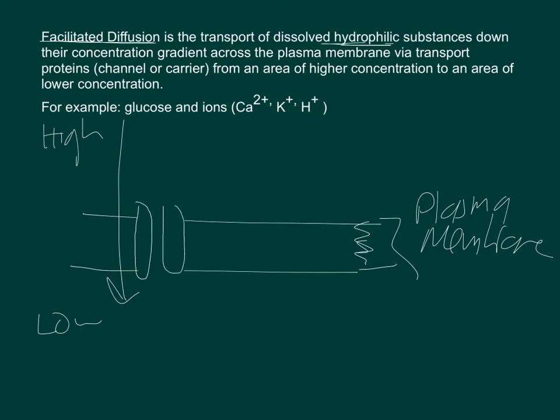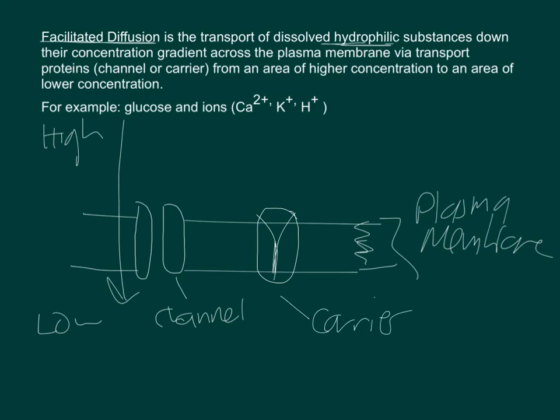So we might have a channel protein, and as you guys would also be aware, in our plasma membrane, we also have some other integral proteins that are called carrier.